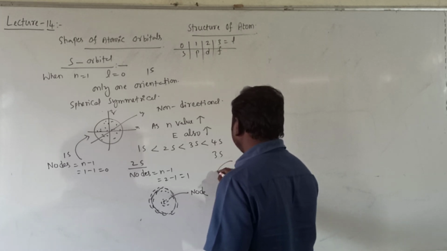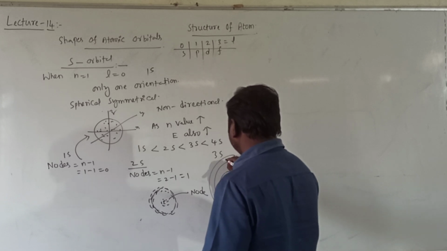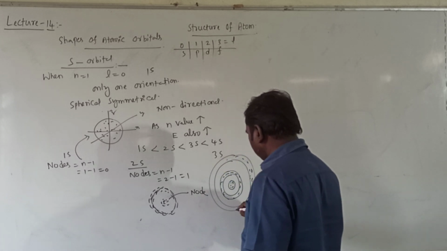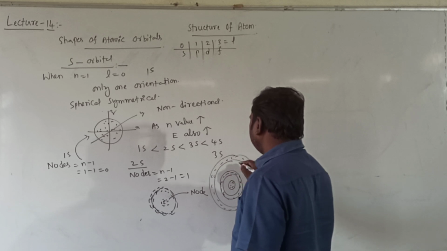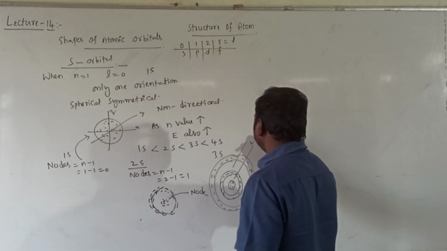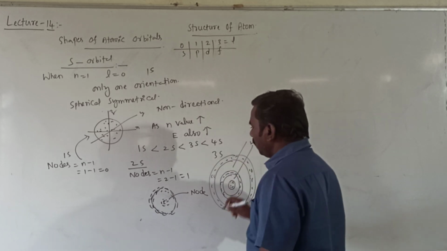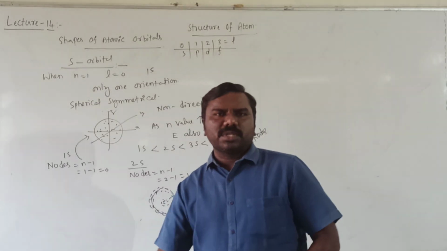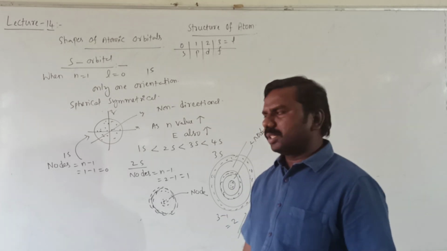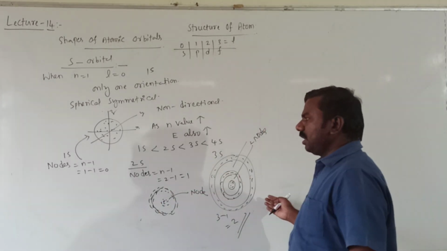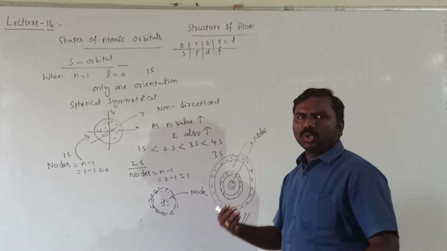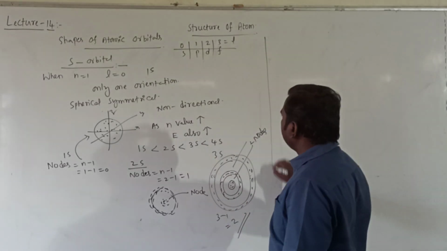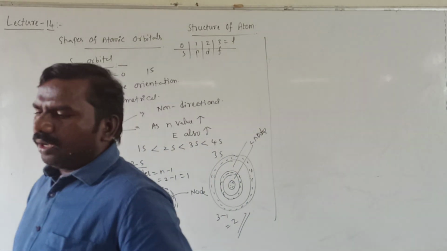Yes, first node, and it is 1, 2, 2 nodes. 3 means 3 minus 1, that is equal to 2 nodes. Number of nodes are equal to n minus 1, students. Then 1s, 2s, 3s: 0, 1, 2 nodes. Very, very good. Next one, p orbitals.